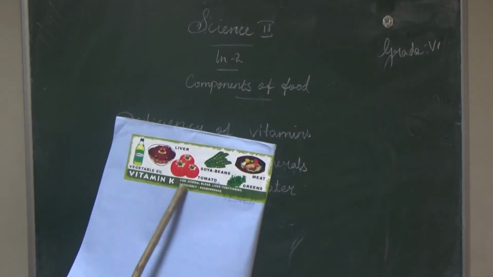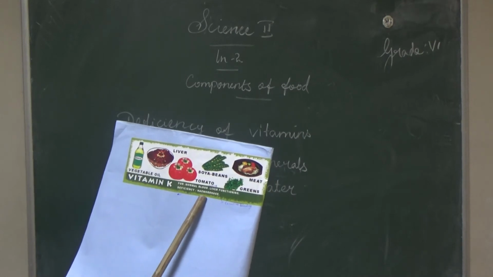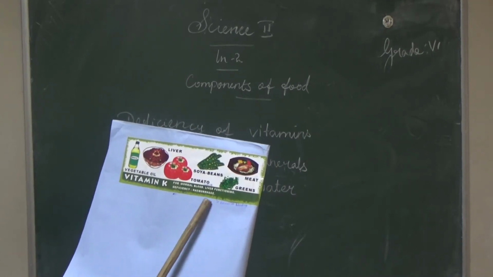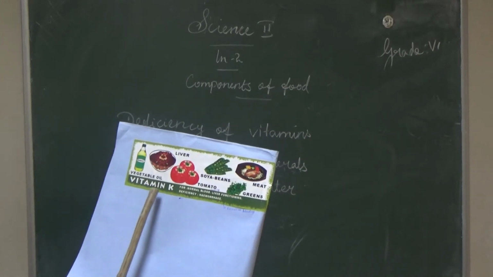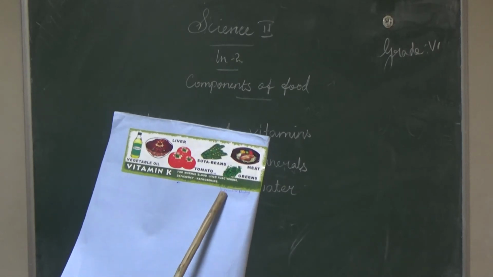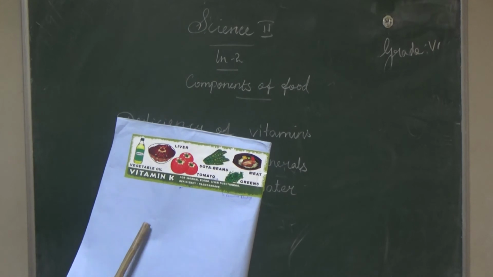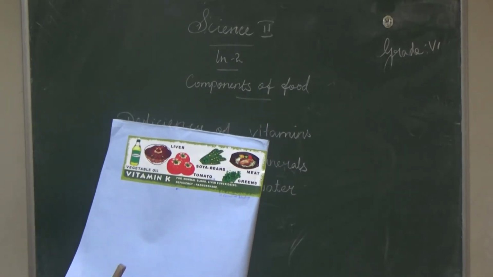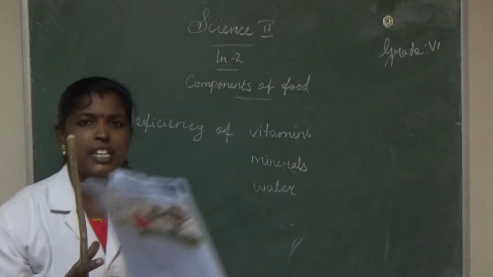Deficiency of vitamin K leads to hemorrhage, which means excessive bleeding. Lack of vitamin K in the diet leads to which disease? Hemorrhage. What are the symptoms? It affects clotting of blood. Are you clear? Once again, listen.